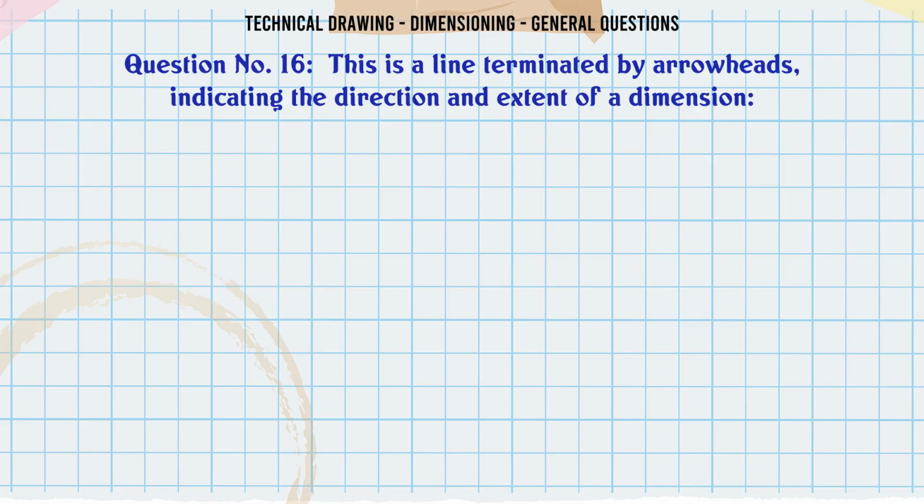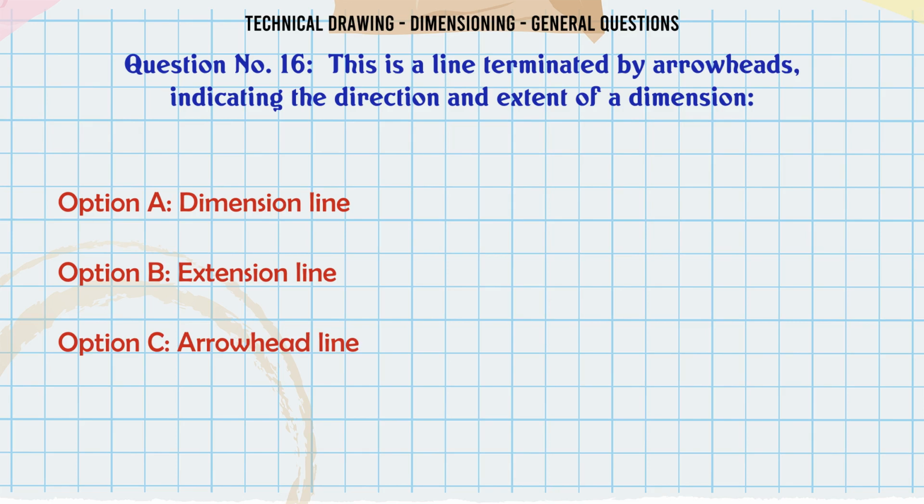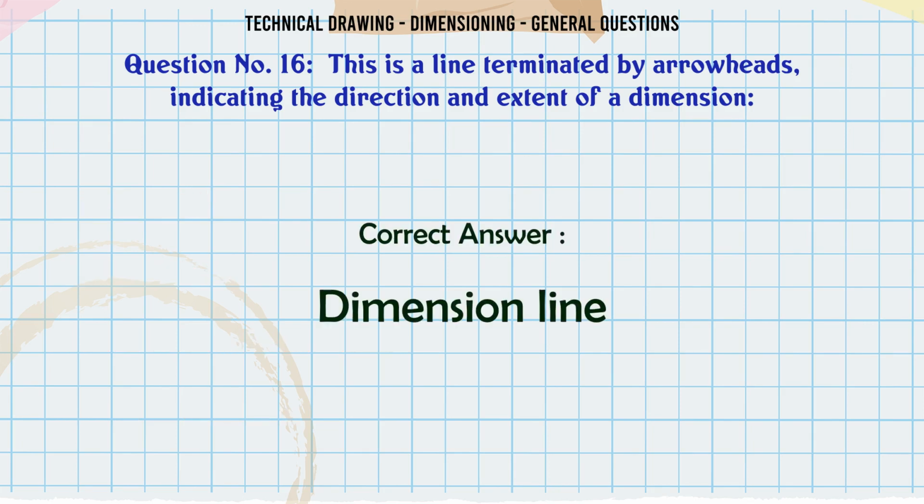This is a line terminated by arrowheads indicating the direction and extent of a dimension. A. Dimension line, B. Extension line, C. Arrowhead line, D. Center line. The correct answer is dimension line.